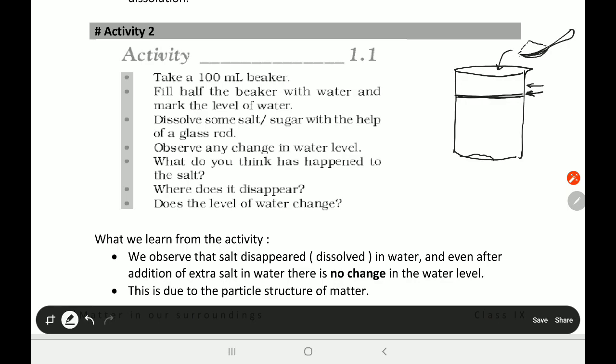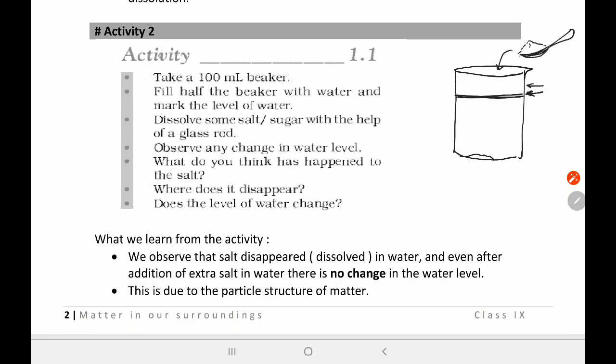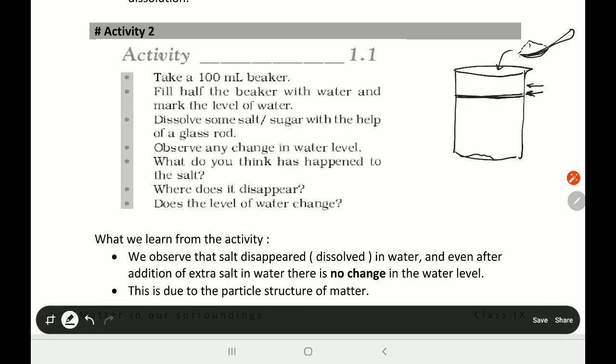Now the question is, where did this sugar go? Okay, it dissolved in it, which means what? It is eaten up by the water? No, it has to be there, isn't it? If you drink this water, it will give a sweet taste. That means the sugar did not go anywhere. It is still there in the water, right? But the water level has not increased. Now, why has this happened? Why has this happened, isn't it?